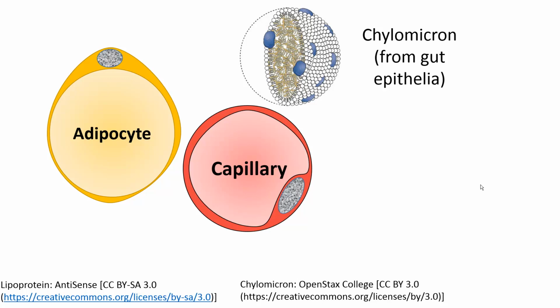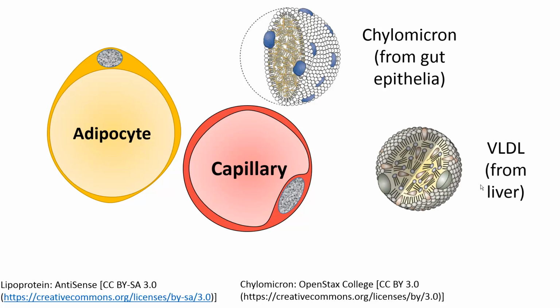So those are dietary fats coming from the gut, but we can also have fats coming from the liver, and in this instance they're going to be in the form of very low density lipoproteins, VLDLs. That stands for very low density lipoprotein. These are similar in appearance, also being a phospholipid monolayer with a lot of lipoprotein, but in addition to the triglycerides, these have a lot of cholesterol in them as well.